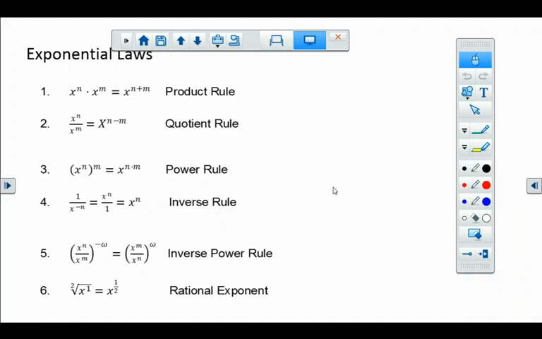Did we start completing the square? We did that too, right? Okay.